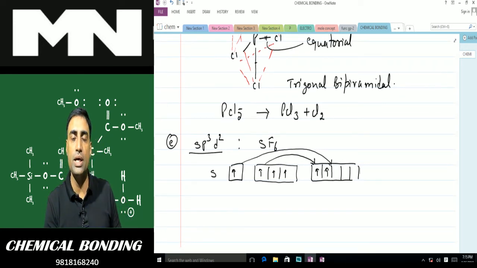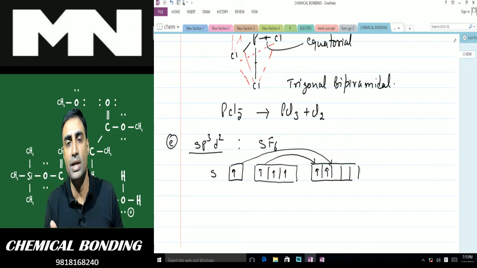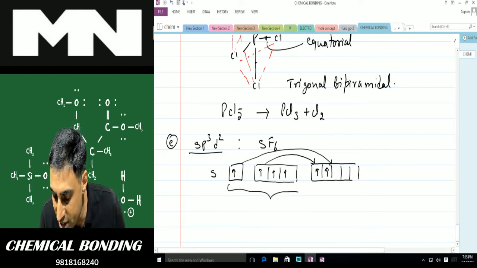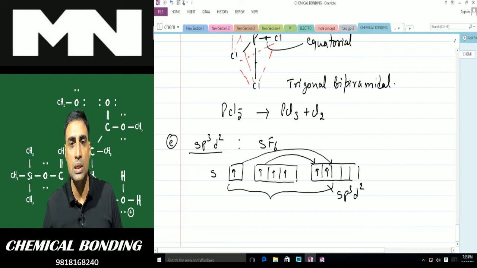Again, we are doing the hybridization in which the number of hybrid orbitals is always equal to the number of unpaired electrons. All unpaired electrons take part in hybridization. Now we have 6 unpaired electrons taking part in hybridization. So how many hybrid orbitals will we get? 6. That is 1 from S, 3 from P and 2 from D. That is sp3d2.